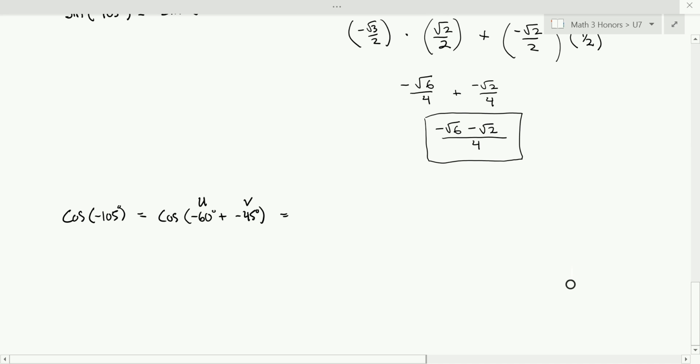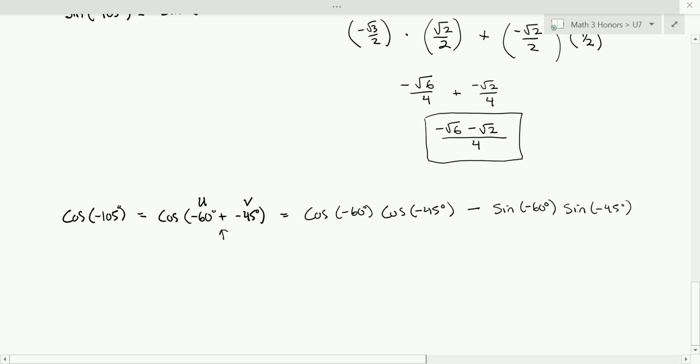Okay, so the formula here is cosine of negative 60 times the cosine of negative 45. This is a different formula now, right? Do I use a plus sign or a minus sign for the formula? It's a sum here, so you actually put a minus sign in the formula, right? And you're going to use sine of negative 60 and the sine of negative 45.